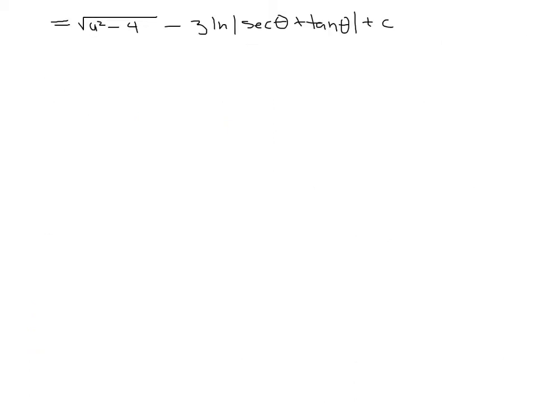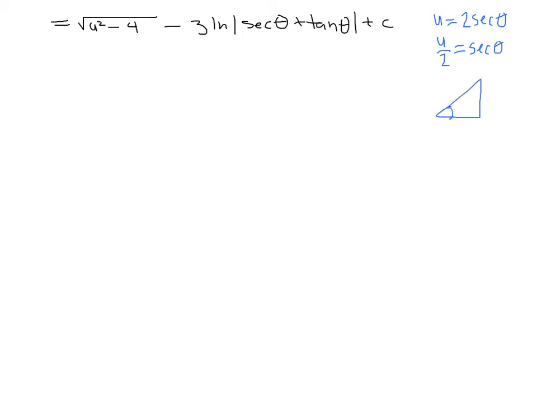Alright, now we need to change the thetas back into u's and then change the u's back into x's. So remember that we had u was equal to 2 secant of theta. So u over 2 is equal to secant of theta.